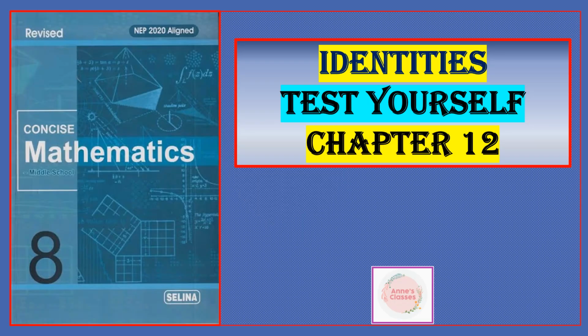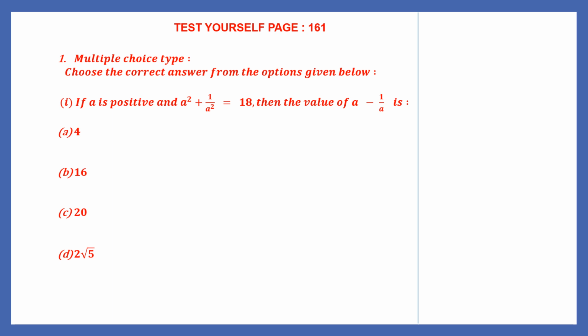Let's do Identities. Test Yourself, Chapter 12. This is found on page number 161. Multiple choice type. Choose the correct answer from the options given below. If a is positive and a square plus 1 by a square is equal to 18, then the value of a minus 1 by a is which of these?